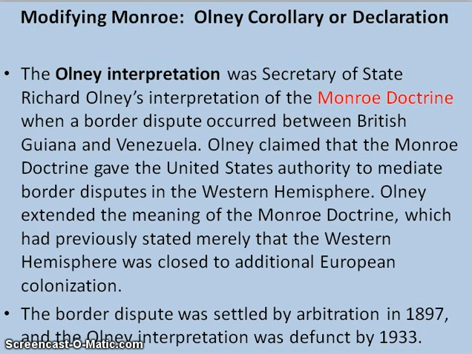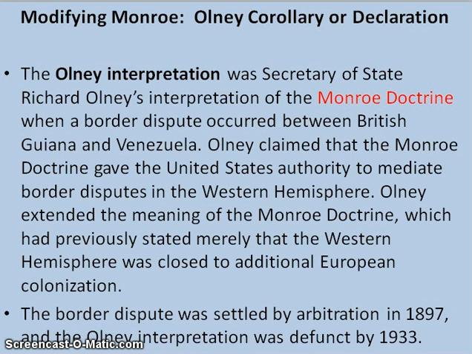It came about because of a border dispute between the British and Venezuela, and Olney claimed that the Monroe Doctrine gave the United States authority to mediate border disputes in the Western Hemisphere, that that was included as part of the Monroe Doctrine. So by doing so, Olney extended the meaning of the Monroe Doctrine, which had previously stated merely that the Western Hemisphere was closed to additional European colonization. So that's one thing that first leads to the Roosevelt Corollary, the big stick diplomacy.